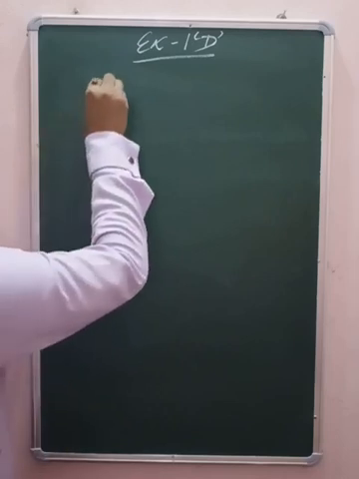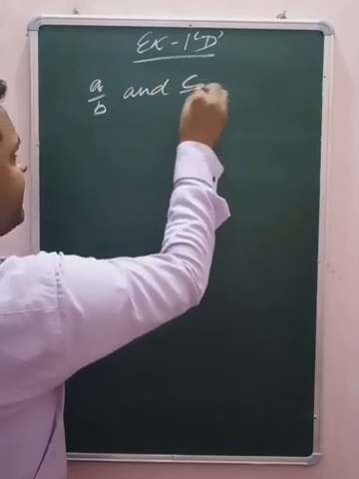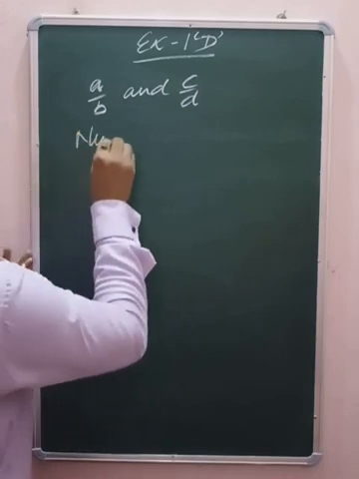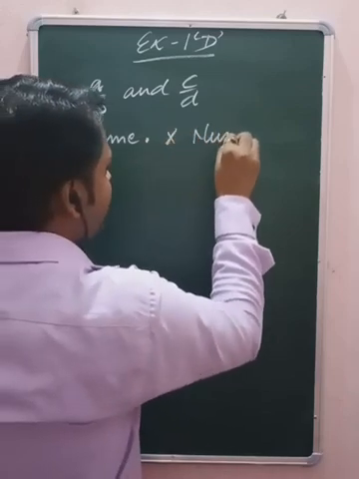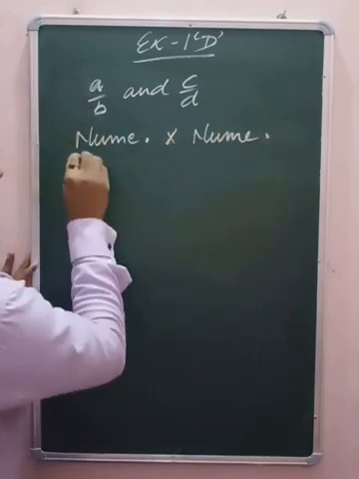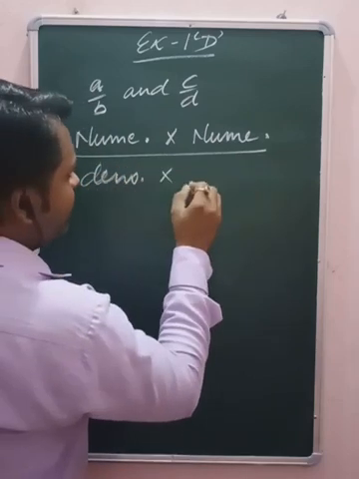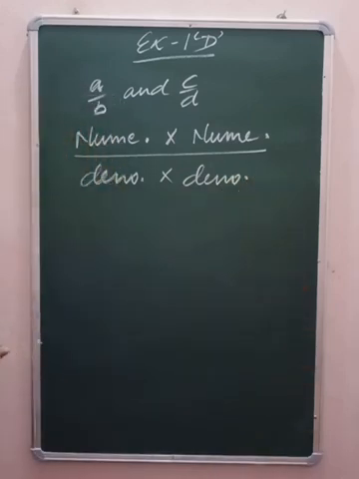Suppose that we have been given any two rational numbers a by b and c by d. While doing the multiplication, remember one thing: the numerator is always multiplied to the numerator only, and the denominator is multiplied to the denominator only. Okay, remember this basic rule. On this rule only we will solve all the questions of the given exercise.